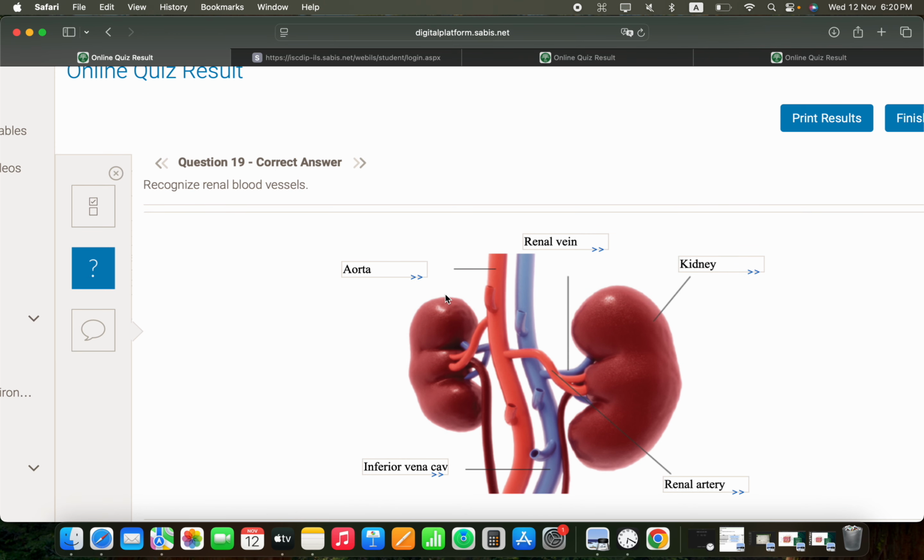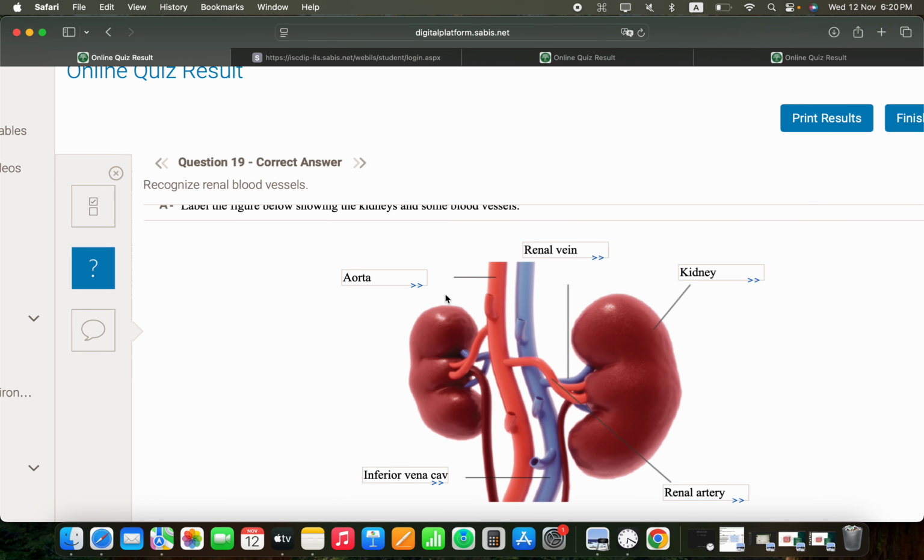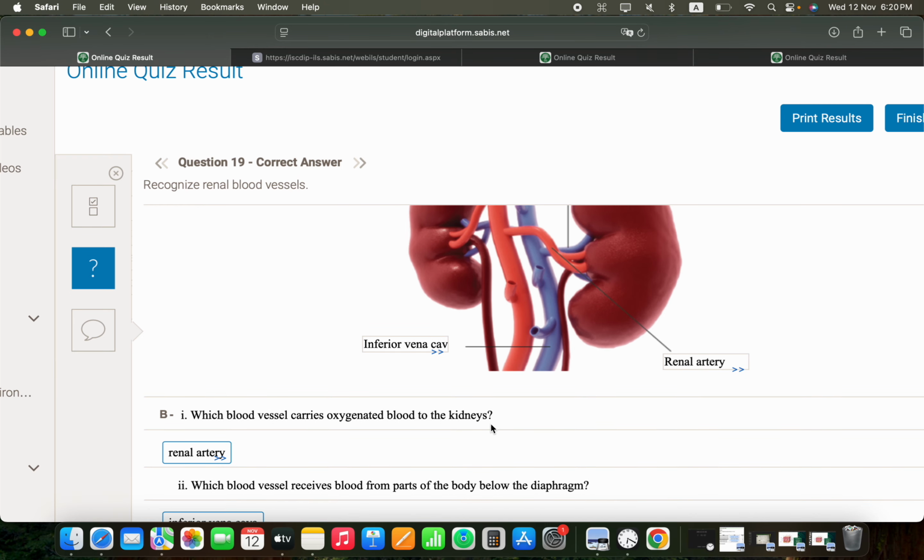Then we have, you might need to memorize this as well. This is the kidney. This is the renal artery. This is the aorta, by the way. This is the aorta. Don't get confused. The renal vein is located here. And here we have the inferior vena cava.